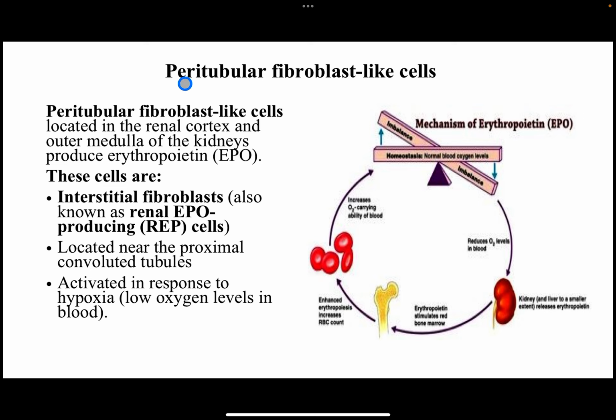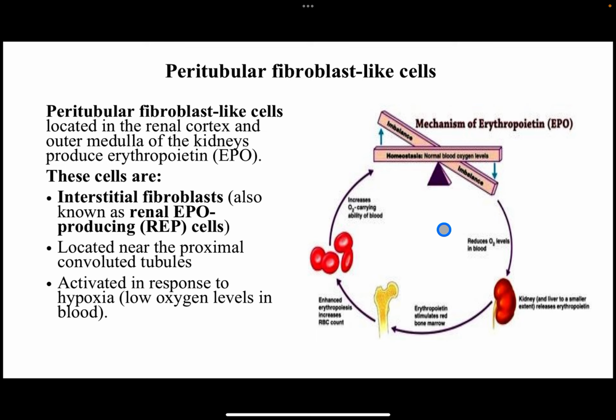Okay, good. So we call those cells peritubular capillaries. For anatomy, it's very essential that you know where these cells are located. They are located within the renal cortex and the outer medulla of the kidneys, and they produce the erythropoietin. So it's essential that you know where exactly those cells are within the renal cortex and the outer medulla of the kidney. They produce the erythropoietin or EPO.